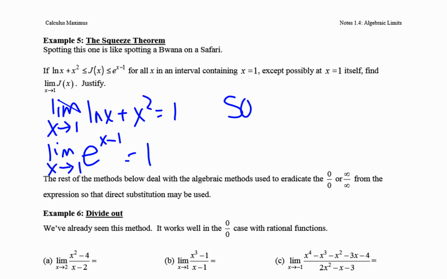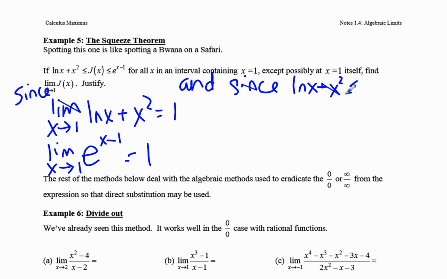So since this happens, ln x plus x squared is less than or equal to g of x is less than or equal to e to the x minus 1.